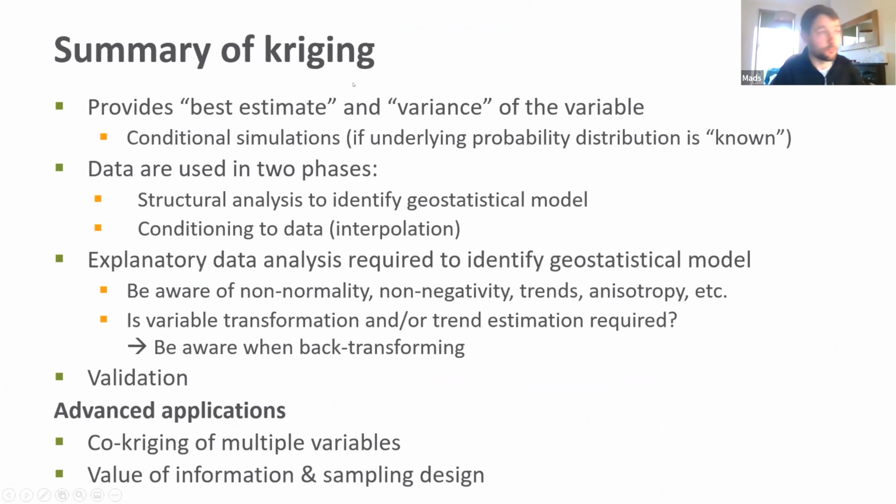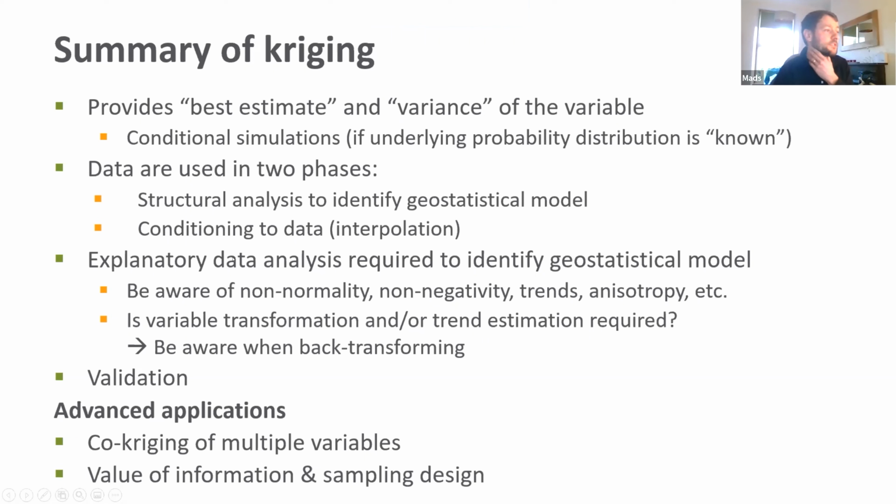This is just a summary of the kriging. The method provides a best estimate and the variance of the variable of concern. It also allows you to do conditional simulations, as I showed before, assuming that you know or can assume a good probability distribution, which is typically assumed to be a normal distribution. As I also showed, when you do kriging, the data you have are used in two phases. Firstly, you use it to do a structural analysis to identify the variogram and the structural part of the geostatistical model, and then you use it subsequently for conditioning or for the interpolation itself.